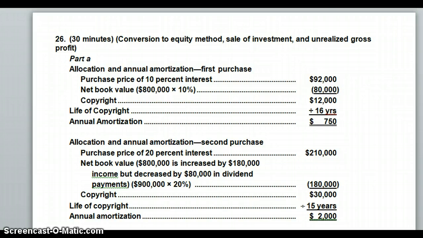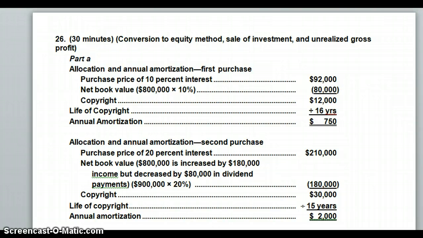as an available for sale security on January 1st, 2011. They pay $92,000. A year later, they buy another 20%, which gives them the ability to influence Behringer. This would mean one would go from the fair value method to the equity method after 1 year.